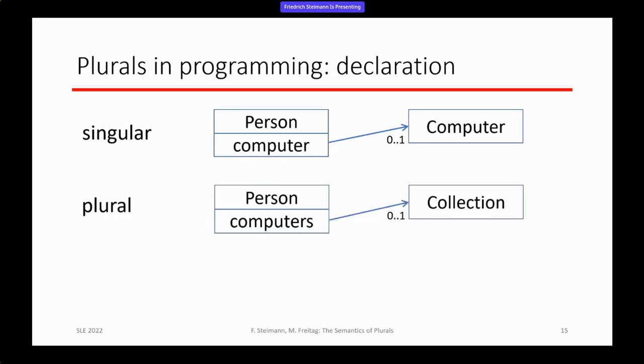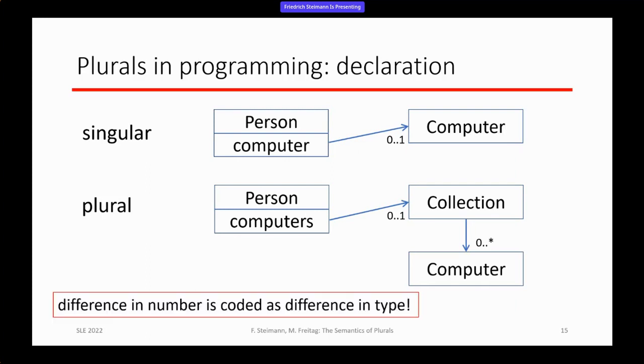But now, the plural case differs in another respect. It's not a difference in the cardinality, but it's a difference in the type of the attribute. Now I refer to a collection, and the collection refers to any number of computers. So the difference in number has now become a difference in type, which does matter quite a bit, as you will see in the next slide.